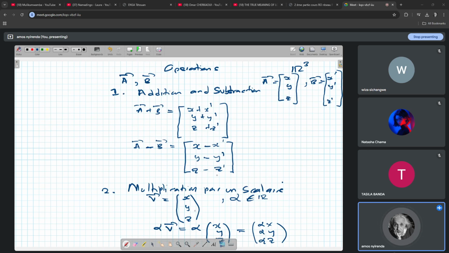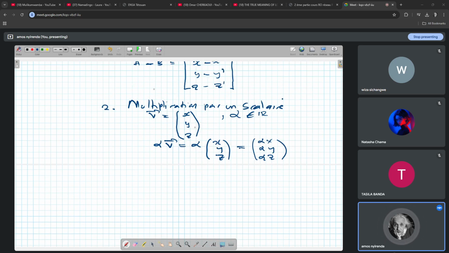So multiplication par un scalaire, we'll now move to the dot product. If you want to take the dot product between two vectors, the result of us taking the dot product is going to be a scalar. There's another multiplication for vectors which is known as produit vectoriel, that is going to give us a vector. But produit scalaire is going to give us a scalar.